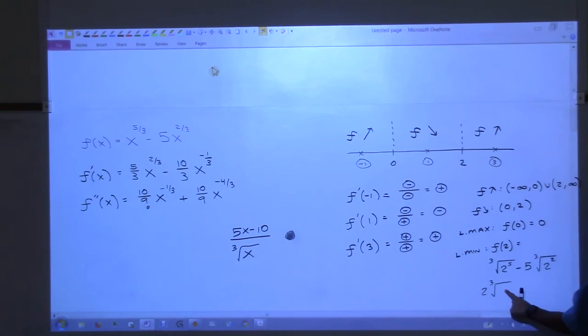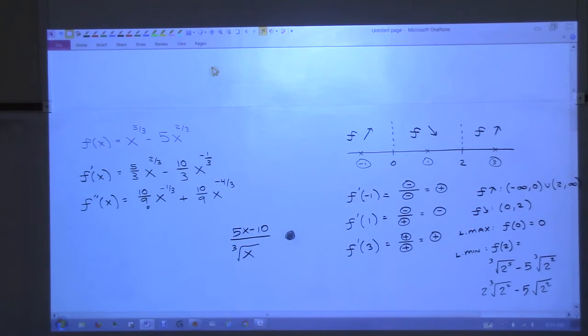I would still have how many 2's in here? 2 of them, right? So 2 squared, that's 4. So minus 5 times the cube root of 2 squared. I could turn these into 4's, but that's about the best I could do as far as an exact answer.